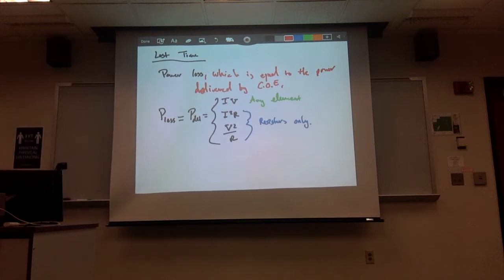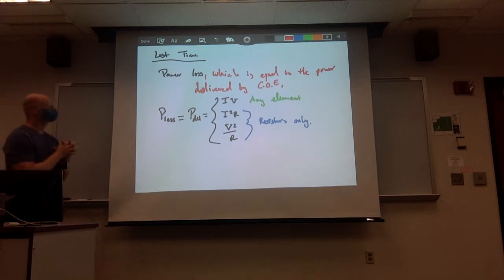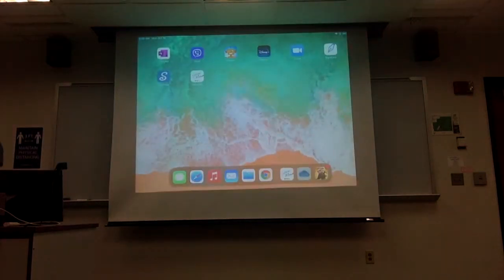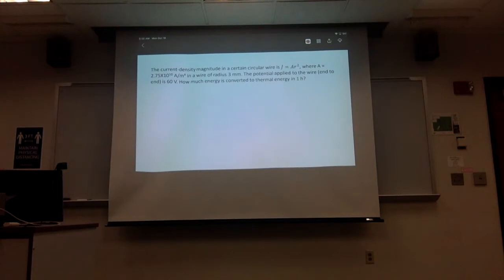So I have to have some sort of resistor for these statements to actually make sense. But again, that top one works for any case. So it could be a resistor, it could be a capacitor, it could be whatever. Could be a battery, etc. So great. Let's do one more example of this. Now we're going to move on to bigger and greater things.